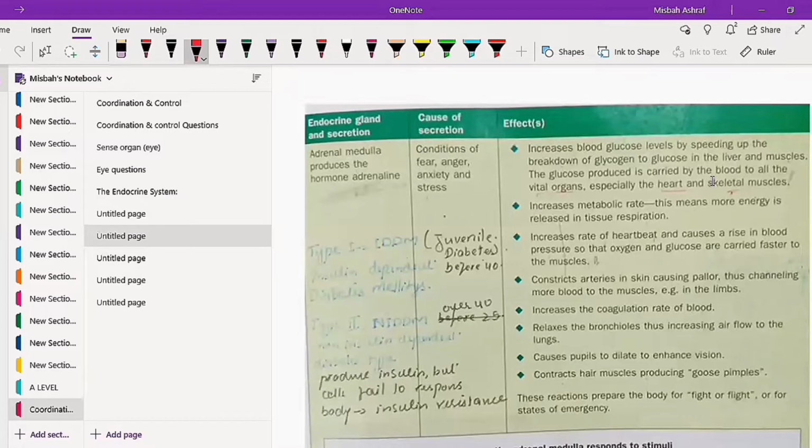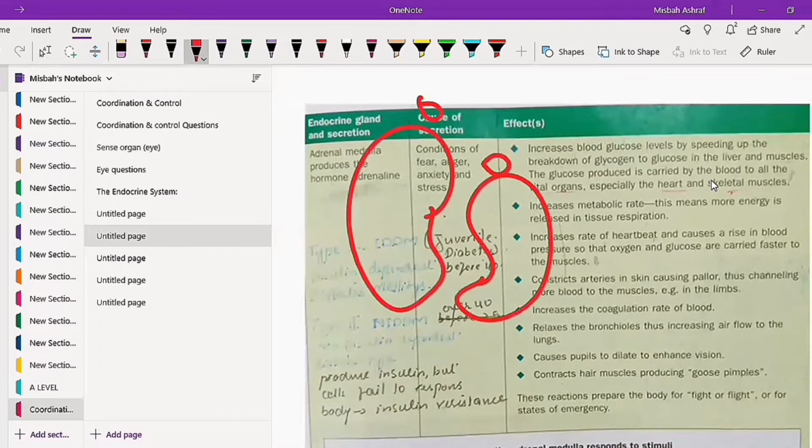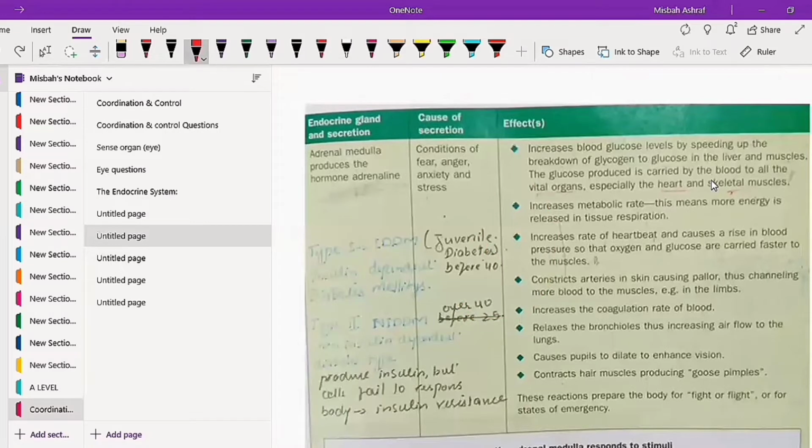All right, the next is the adrenal gland. Right, the adrenal gland is actually present at the top of the kidneys. At the top of the kidneys, we see that there is a gland present which is known as the adrenal gland. And in kidneys, we studied that there is a renal cortex and renal medulla. Do you remember?